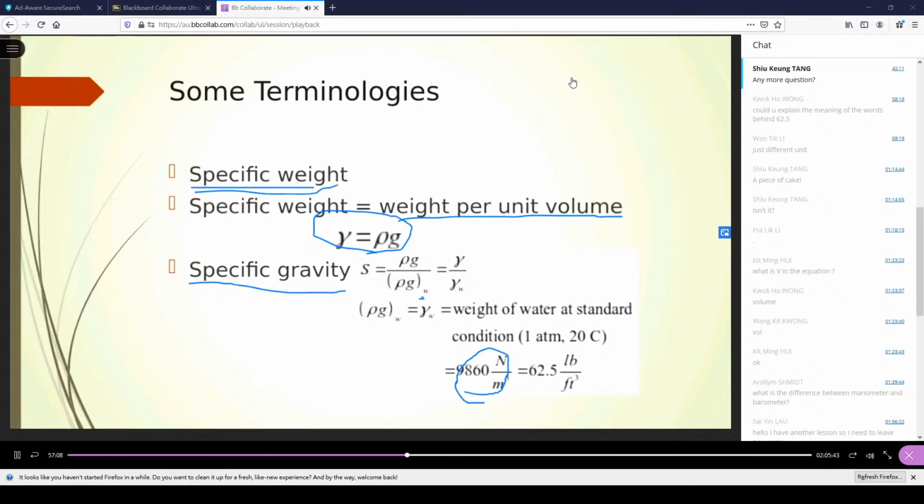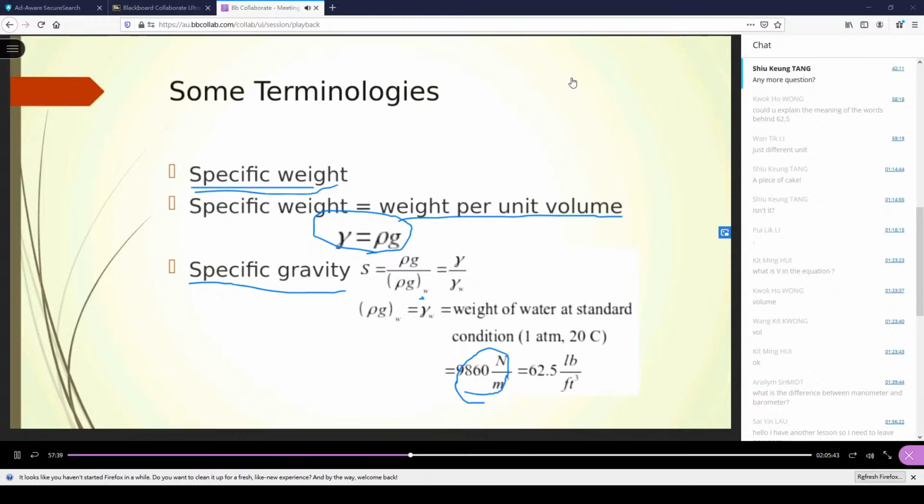Usually we take gravity due to acceleration equal to 9.81 meter per second square, and density is 1,000. So they do the multiplication. It doesn't matter, right? This number will be given in the exercise or in the test. But usually, if this is not given, then just take water to have a density of 1,000 kilogram per cubic meter, and gravity due to acceleration is 9.81 meter per second square, right?